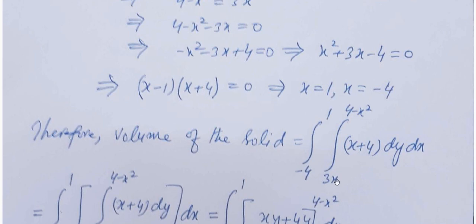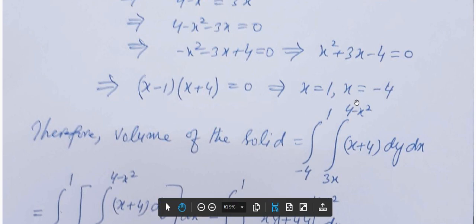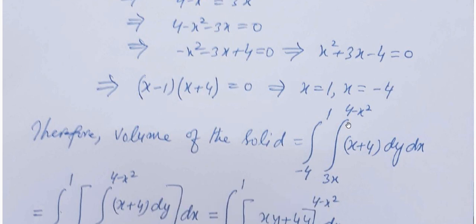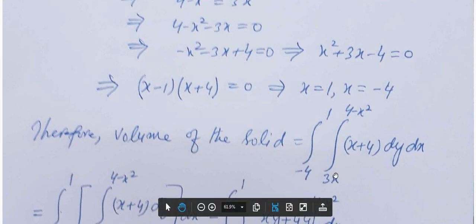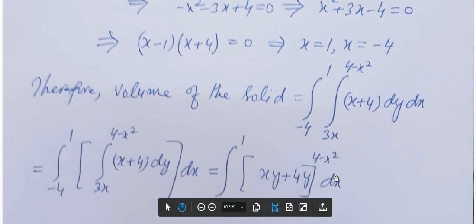If you put any number between that, for example 0, then 3x is 0. If you put x as 0 in 4 minus x squared, this will be 4. So 4 is greater, it means this will be up, this will be down. Because for x we write from left to right, and for y we write from lower to upper. Lower means the y value is less, and upper means the y value will be more. So in this way, even without drawing the graph, you can put the limits of y, so there is no problem at all. Now the rest is very simple, you have to solve this.